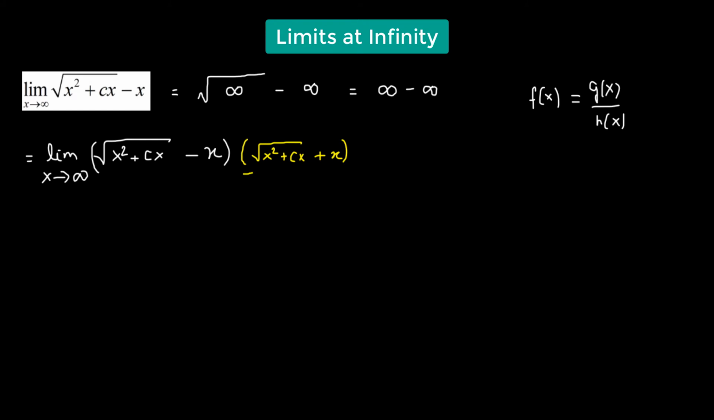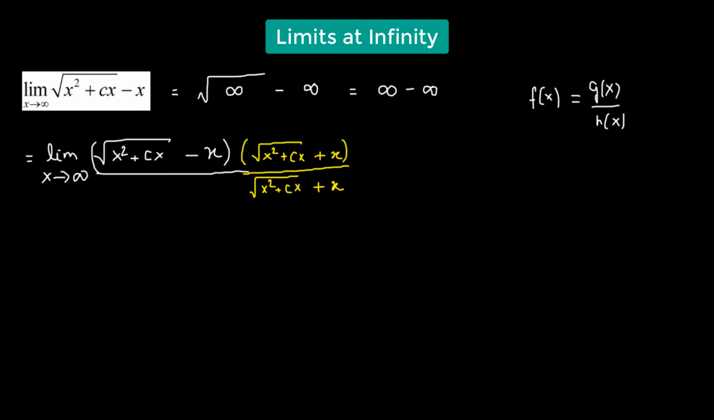divided by the same conjugate, which is the square root of x squared plus cx plus x. Now the reason why we have done this is that when we look at the numerator, it is a product that gives us an identity of the form a minus b multiplied by a plus b. That can be transformed into a squared minus b squared.